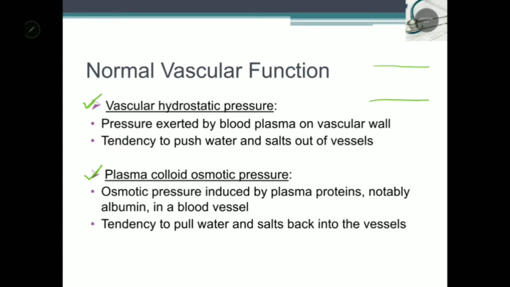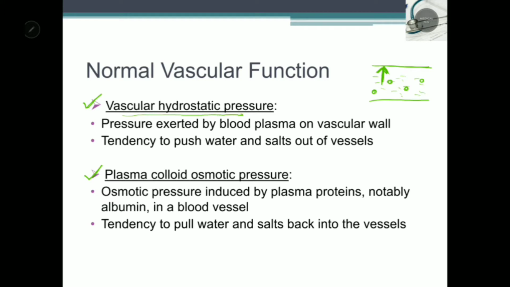Suppose this is a blood vessel. It has blood plasma and plasma proteins in it. Now the blood plasma exerts an outward pressure on the walls of the vessel. This pressure tends to push the water and salts from inside the vessel towards the outside of the vessel. And this pressure is nothing but the vascular hydrostatic pressure.